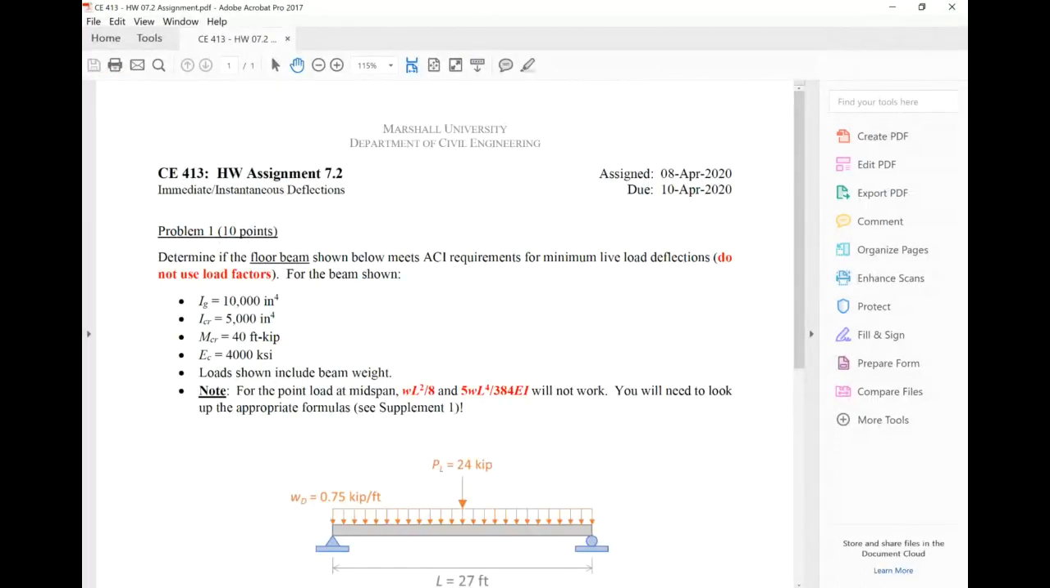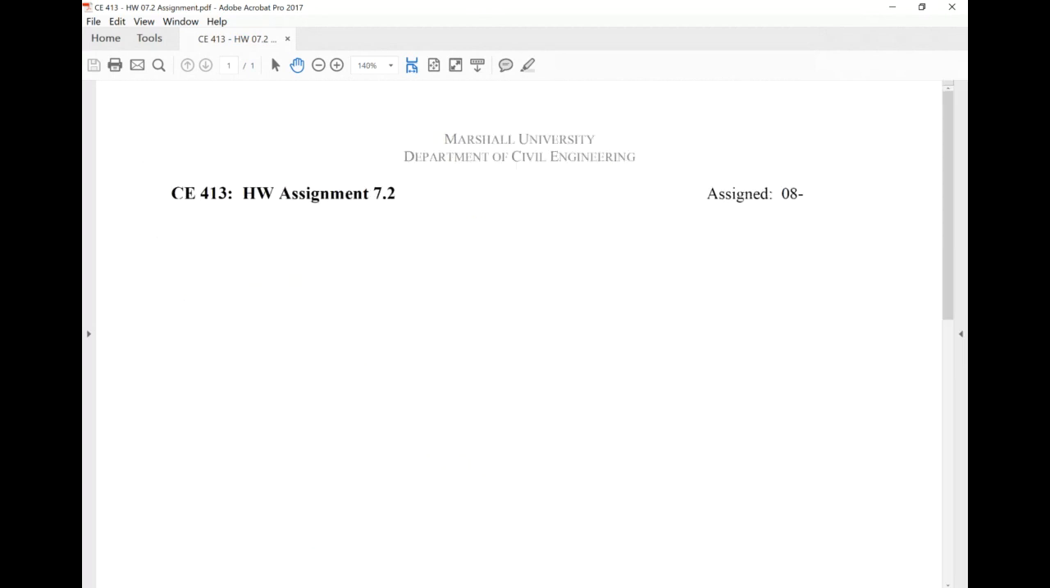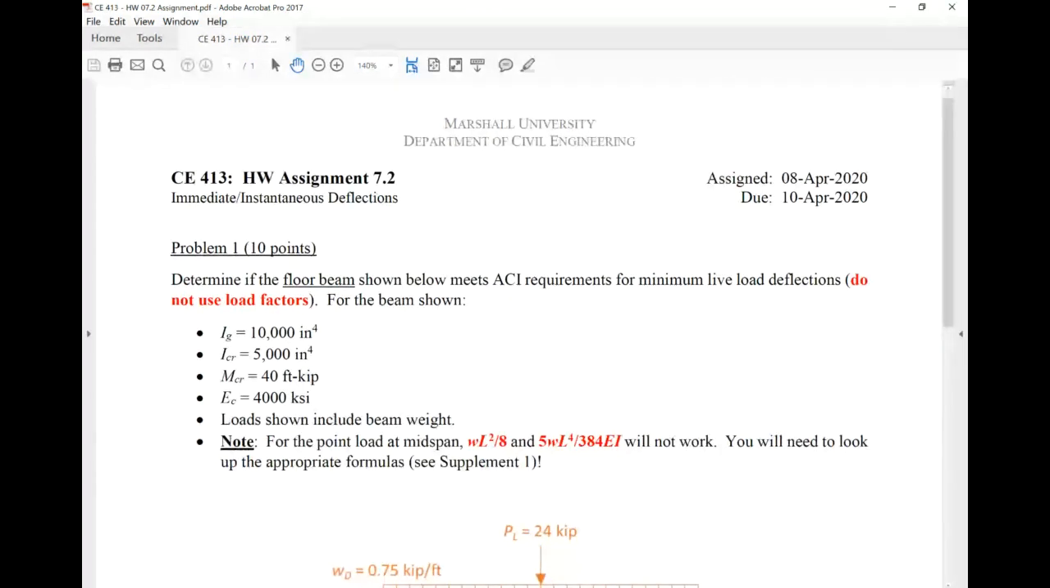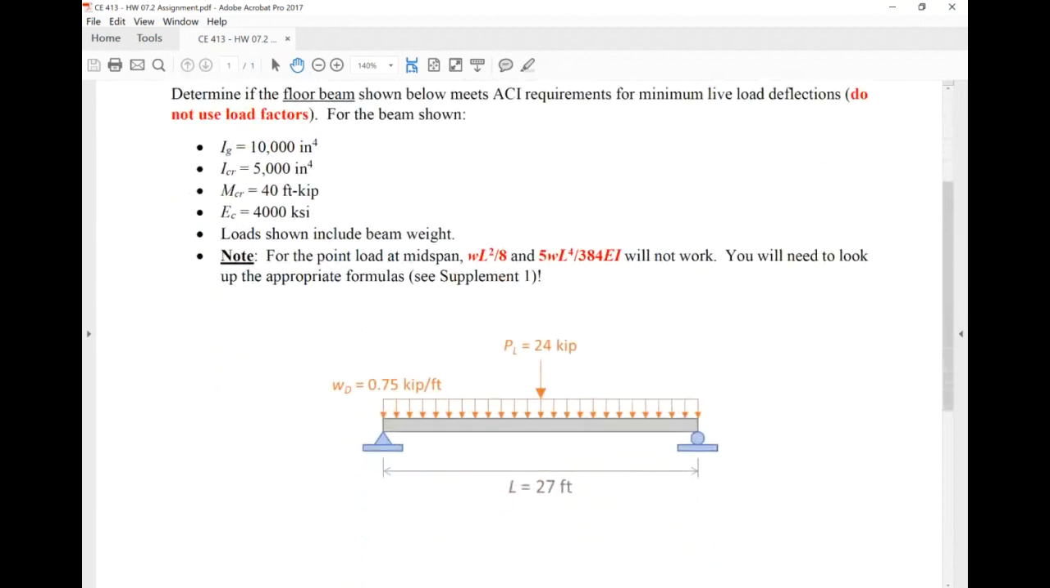So this is your homework assignment for Wednesday, due Friday. I want to show you something. It's similar to the problem that we did in class. I just want you to have a little bit more practice with this, but I do want to show you something. So we're going to determine if the floor beam meets the requirements for minimum deflection. So it is a floor beam.